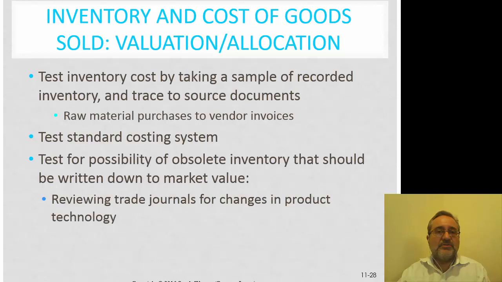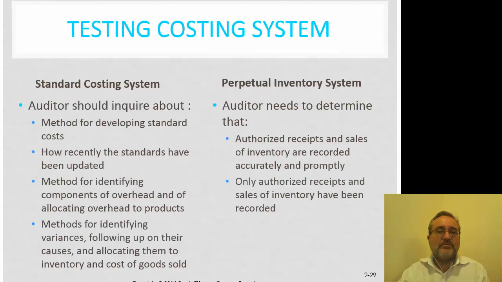Continuing our discussion related to valuation and allocation, test inventory by taking a sample of recorded inventory and tracing to source documents. Test the standard costing system. Test for possible obsolete inventory that should be marked down to market value. When we're considering the costing system, we need to consider whether this is a manufacturer. If this is a manufacturer, there are going to be standard costing system considerations as these items flow through the manufacturing process in terms of the absorption of cost into work in process as well as finished inventory.